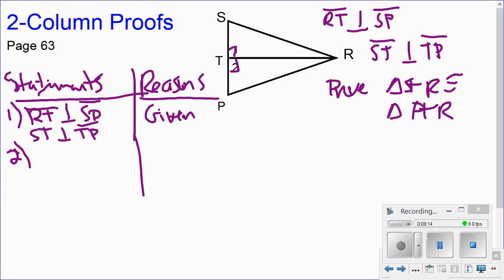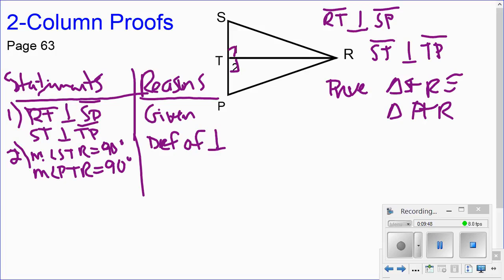So we're going to say the measure of angle STR is equal to 90 degrees. And also the measure of angle PTR is 90 degrees. Okay, and our reason is the definition of perpendicular.